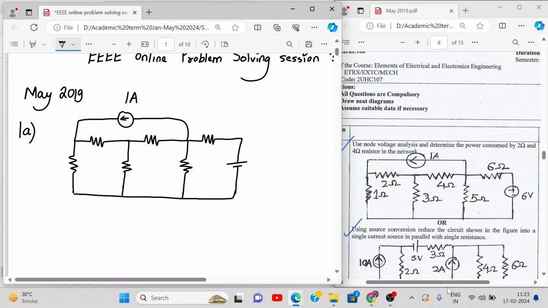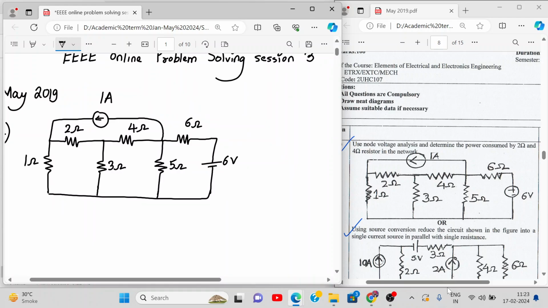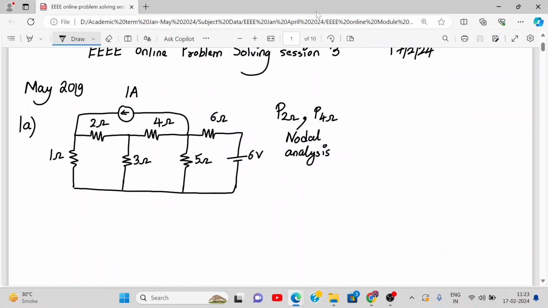Okay, this is 1 ampere, 2 ohm, 1 ohm, this is 3 ohm, 4 ohm, 5, 6 ohms, and this is 6 volt. So what we need to find is power consumed by 2 ohm resistance. So I am writing P 2 ohm and P 4 ohm. Okay, and we have to do it by nodal analysis. Okay, so can I maximize this so that I have written the question?